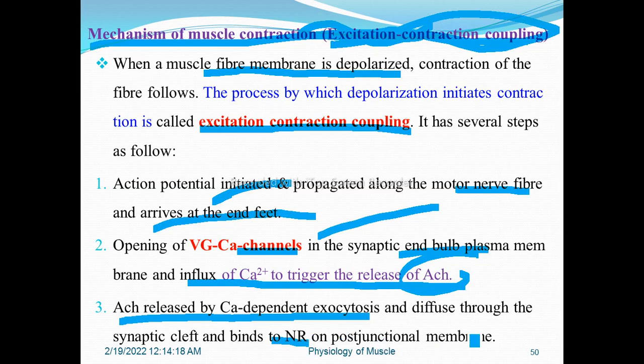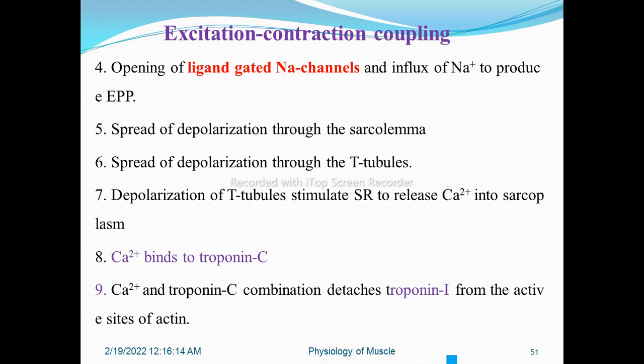nicotinic receptors on the post-junctional membrane. The fourth step is opening of channels: after acetylcholine is attached to its nicotinic receptor, the ligand-gated sodium channel opens and sodium influx produces the end plate potential, which has a high safety margin. Following sodium entry, the cell becomes more positive, and depolarization spreads through the sarcolemma, or cell membrane.